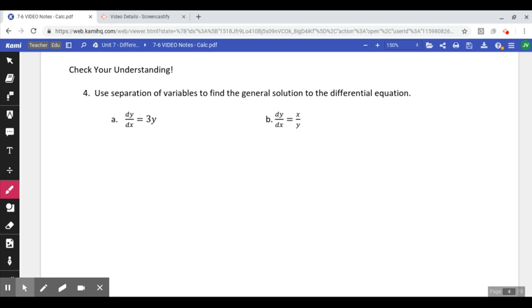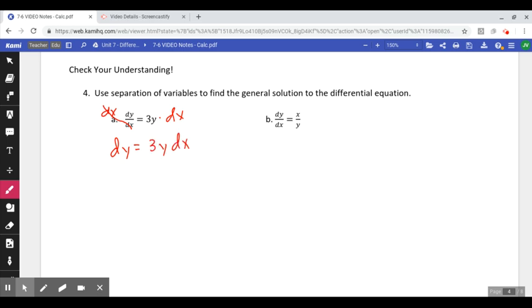In number four, we have a couple different differential equations, and we're going to use the separation of variables technique to find the general solution to each one. So we'll get started right away here. The first one, part A, what we're going to want to do is get the dx to the right-hand side. So what I'll do is I'll multiply each side by dx. Those dx's will cancel, and we wind up with dy is equal to 3y dx.